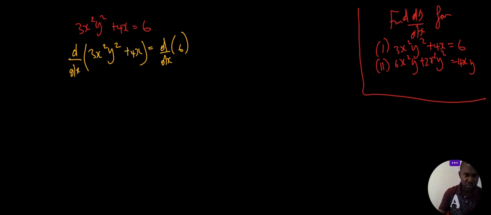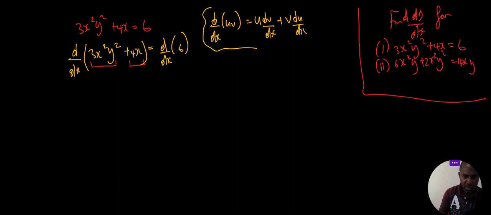Now, inside the brackets, we have 3x squared y squared, which of course is a product, and we have a simple term in x, 4x. So for this part, we basically have to apply the product rule. Let me just jot it here. If you have a product uv, we say that d by dx of uv is equal to u dv by dx plus v du by dx. So this is the product rule of differentiation. And occasionally, we may need to apply a combination of the product rule, chain rule, quotient rule, and so on.